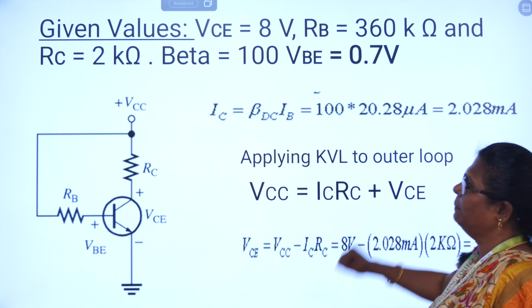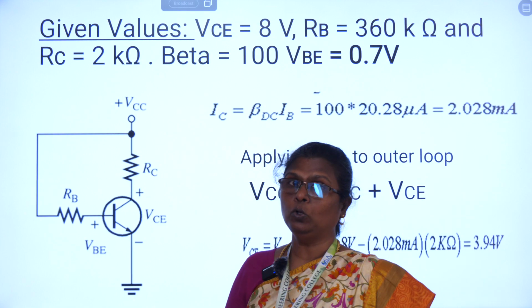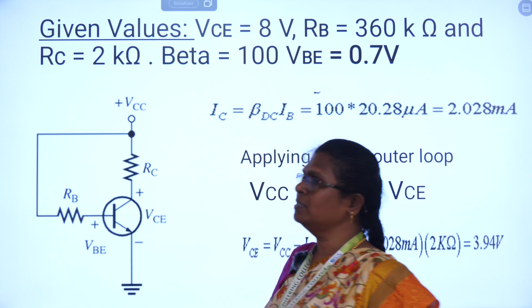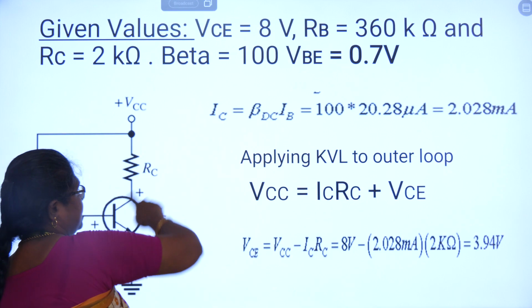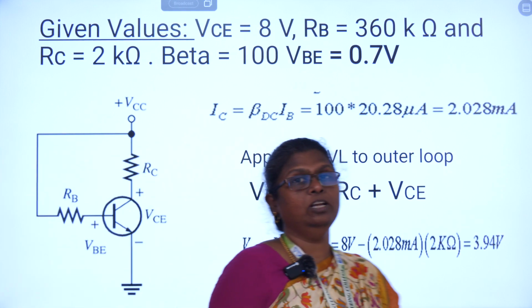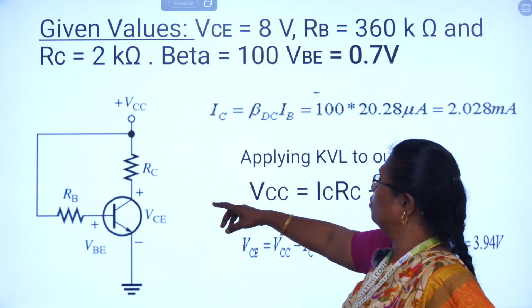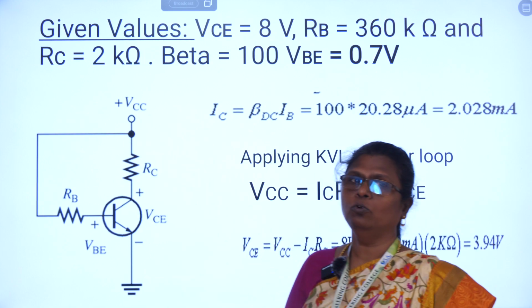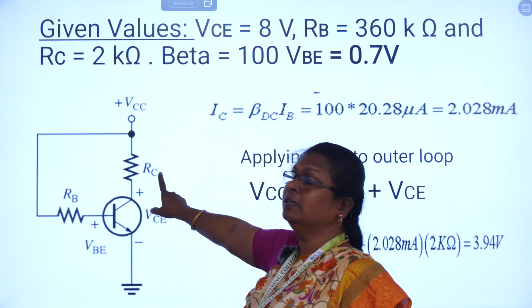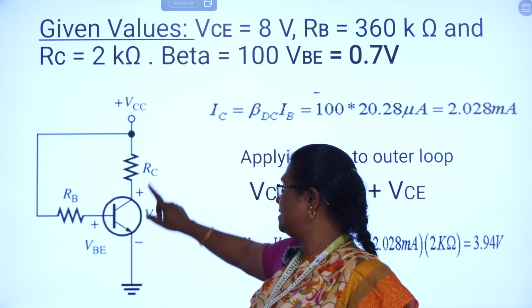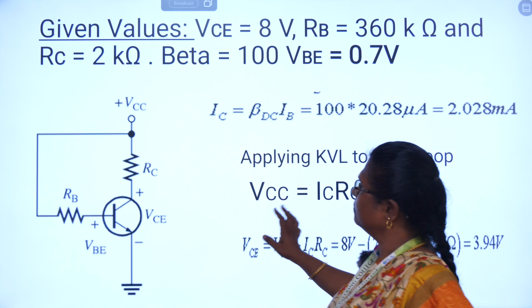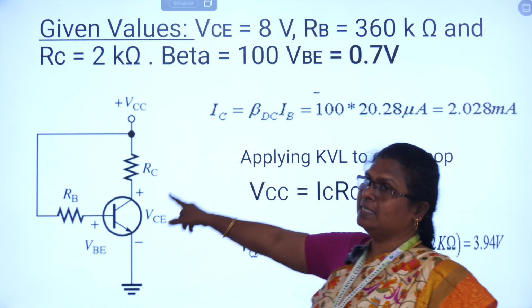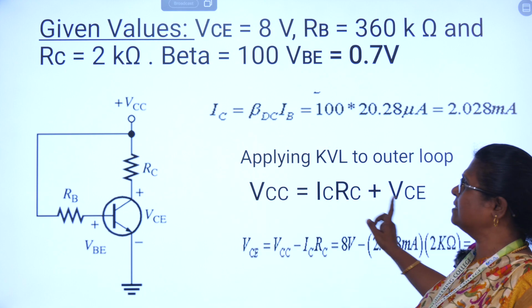So let us apply KVL to the outer loop. When you apply KVL to the outer loop, VCC is the supply voltage, and the drop across RC is IC RC, plus VCE. So it will be VCC is equal to IC RC plus VCE.